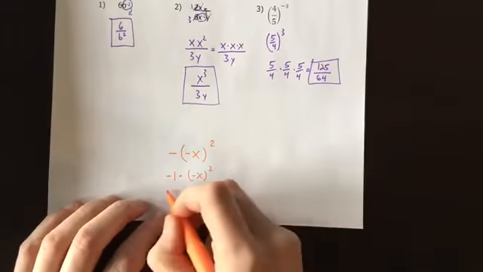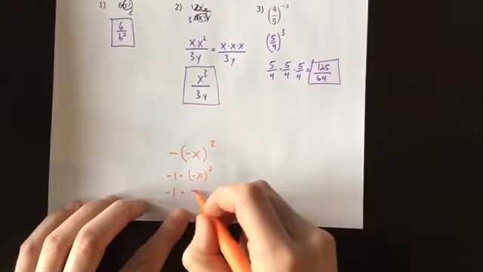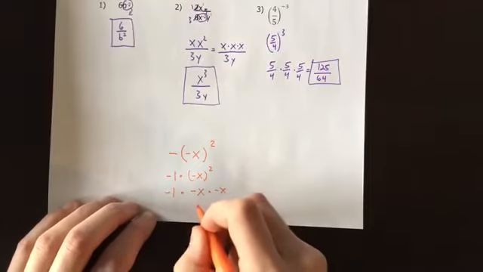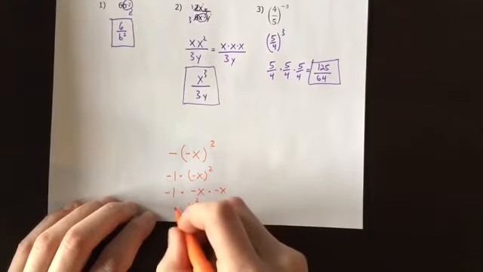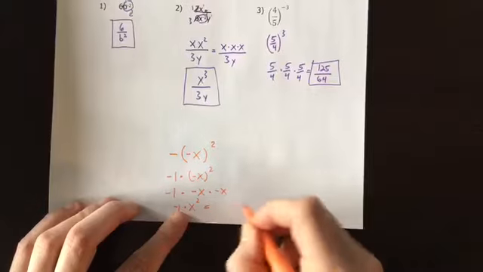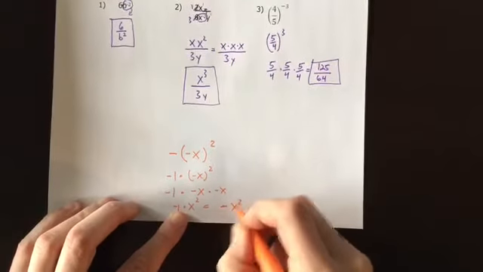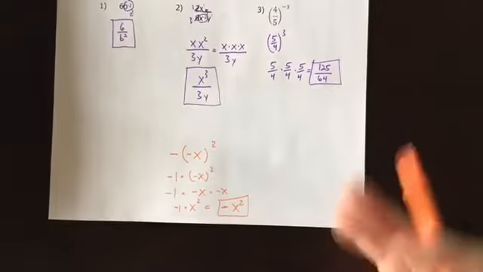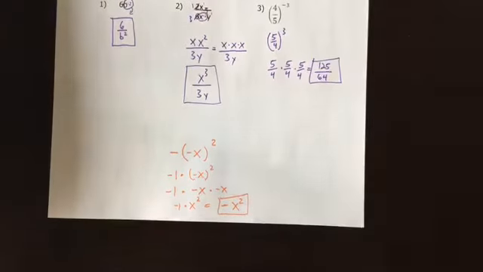That -x is the base. -1 times -x times -x. -x times -x is +x squared. -1 times x squared is -x squared. Okay, so you can't just combine that double sign. We really have to take those steps to simplify and expand and evaluate what's going on there.